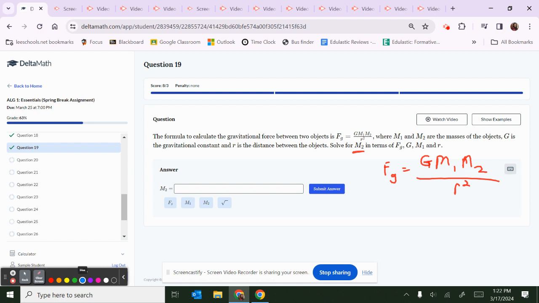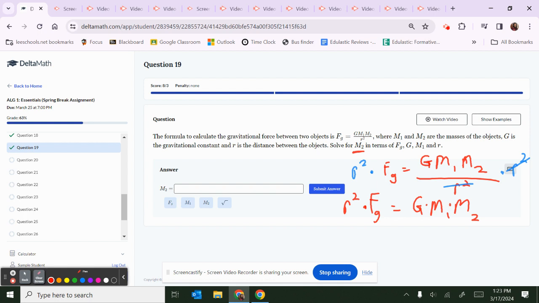So to get rid of this r squared that's dividing G m1 m2, I will multiply by r squared on both sides. So multiply by r squared. Okay? This cancels this. R squared multiplied by Fg is just r squared Fg. So that would stay technically the same. Okay? So r squared times Fg is equal to G m1 m2. All right. I don't see any addition signs between them, so I know that the G and the m1 and m2 are multiplying by each other.